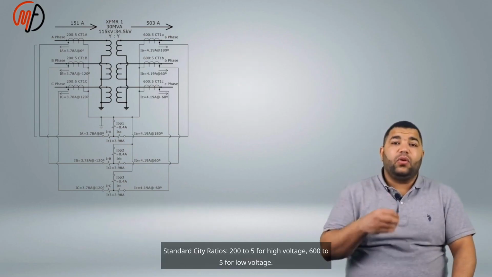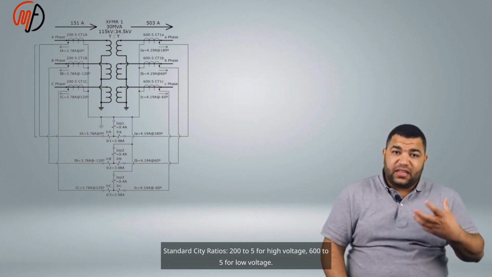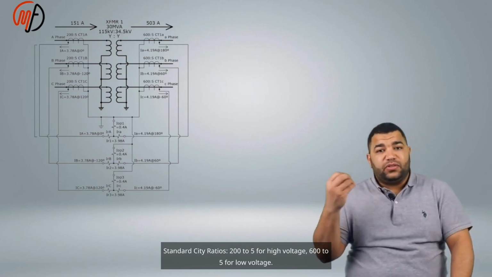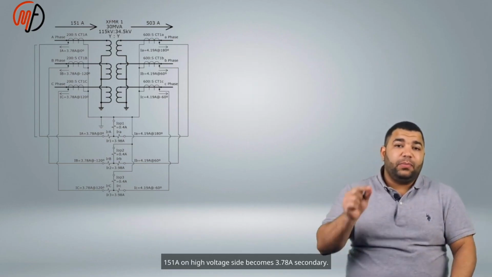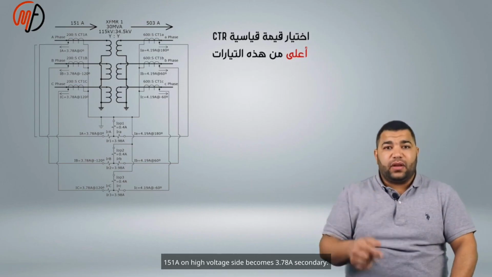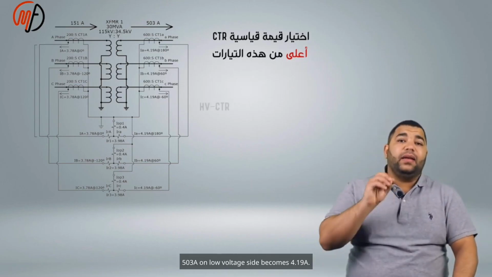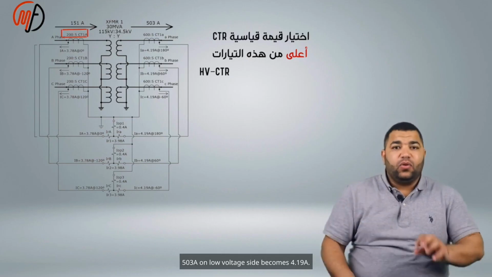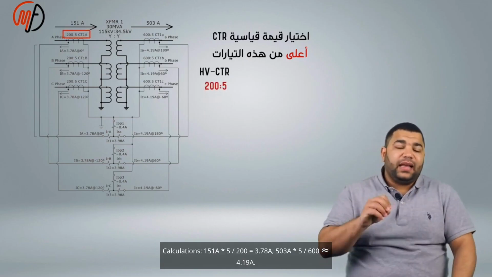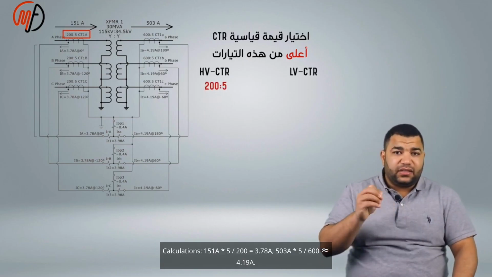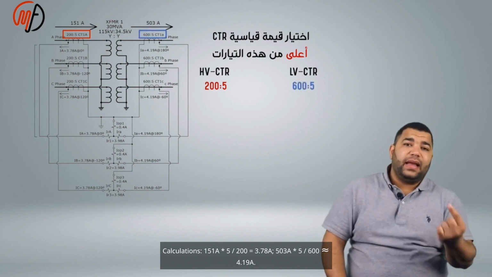Standard CT ratios: 200 to 5 for high voltage, 600 to 5 for low voltage. 151 A on the high voltage side becomes 3.78 A secondary. 503 A on the low voltage side becomes 4.19 A. Calculations: 151 A times 5 divided by 200 equals 3.78 A, and 503 A times 5 divided by 600 equals 4.19 A.